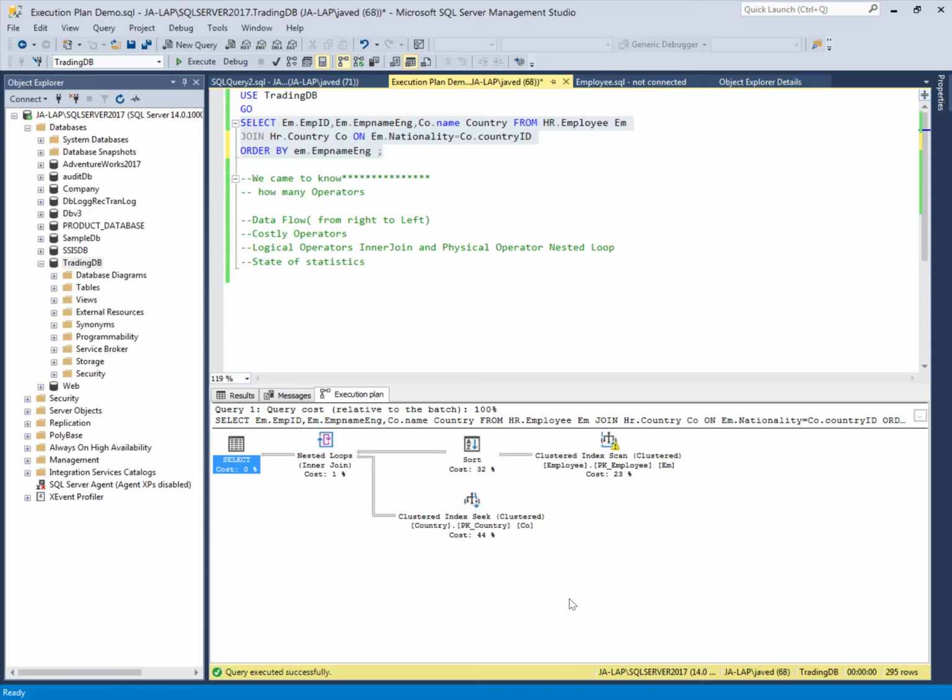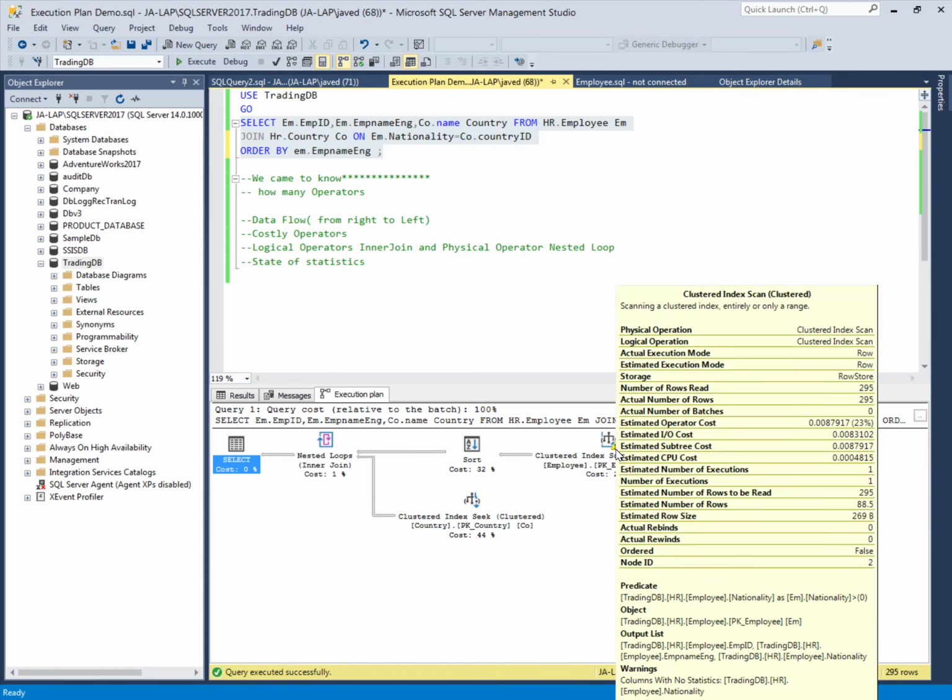So we have to diagnose the blocking operators from this execution plan, and the execution plan also tells us about the state of the statistics. Here it's showing that the statistics are missing, so we have to check why. Is the auto statistics property off, or is there some other problem? We need to update the statistics, or create the statistics, so that the query execution plan gives us accurate results.